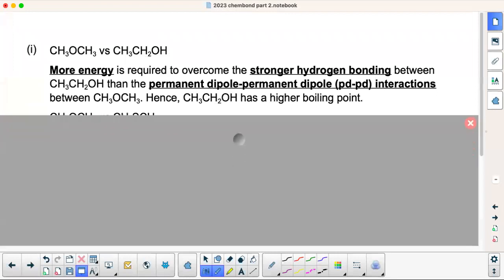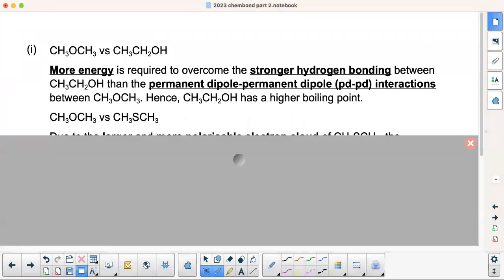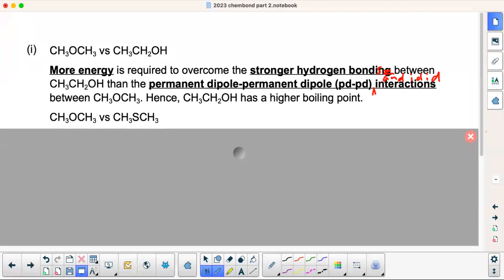More energy is required to overcome the stronger H bonds between alcohol molecules, than the PD-PD and ID-ID between ether molecules, so higher boiling point. So more energy is required to overcome the stronger H bonds. So one has H bonds, one has PD-PD and ID-ID for being polar.